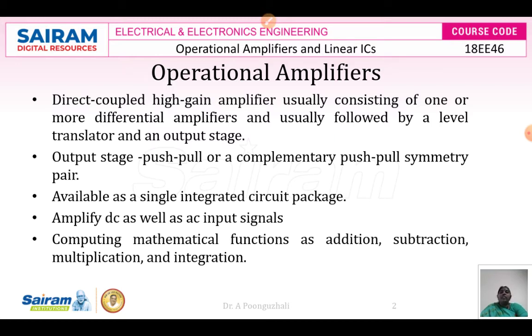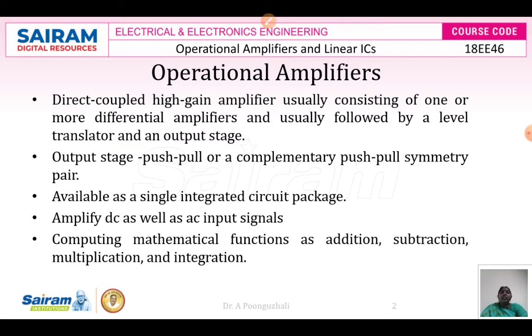So now we will be seeing about your operational amplifier where we are going to have your differential amplifiers. So why we call it a direct coupled high gain amplifier is the first stage of your differential amplifier is going to provide the necessary input impedance for your operational amplifier, and the high gain is going to be provided by the intermediate stages of your differential amplifier. Why we call it direct coupled is the output of one stage of your differential amplifier is directly connected to the second stage of your differential amplifier.